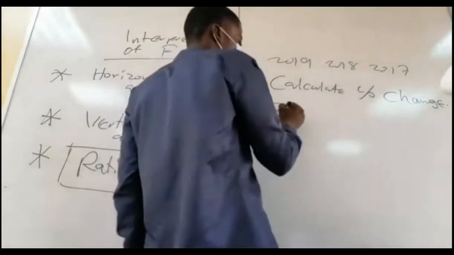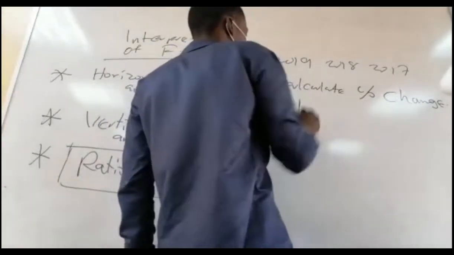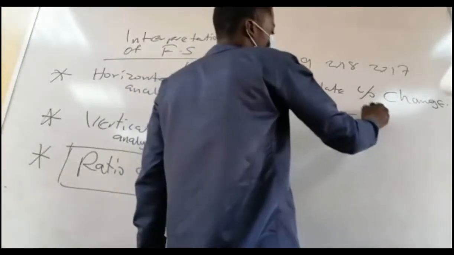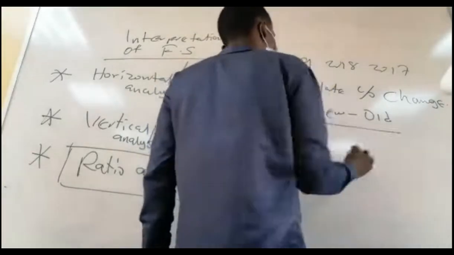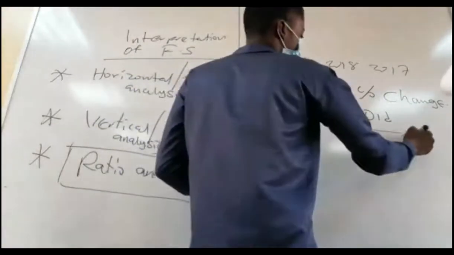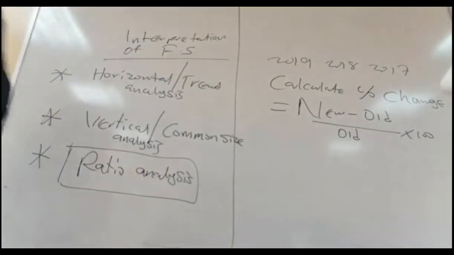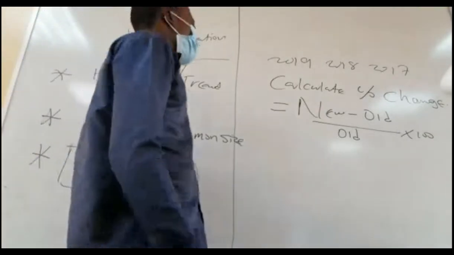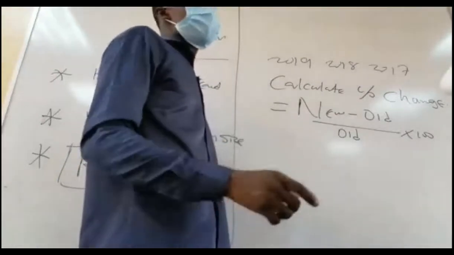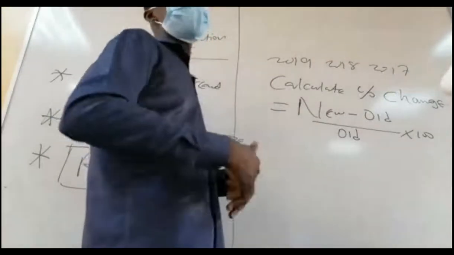How do you get it? The formula is only one. It's equal to the new or the current year minus the old or previous year, all divided by the old, times 100. That is the game. Because the formula is going to be the same throughout, we don't need to write the formula in exams. Likewise, we don't need the workings. Just punch on the calculator, throw the answer in for us. We are done, so that you can be fast.